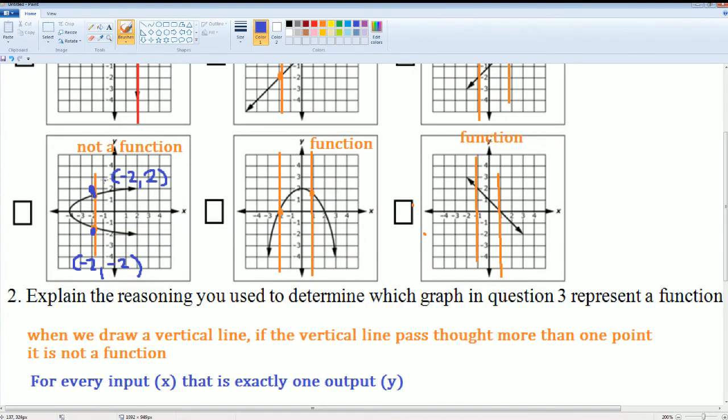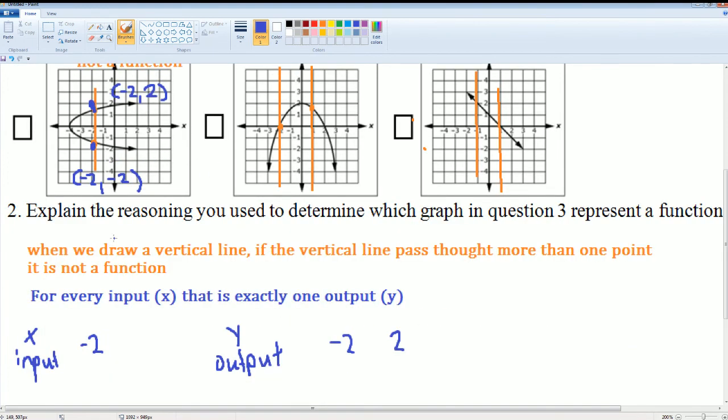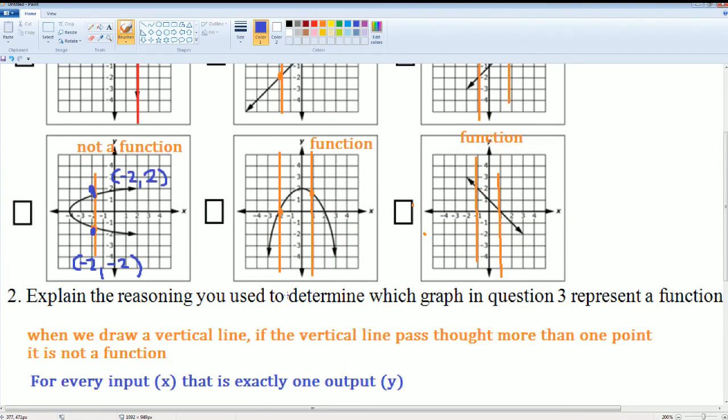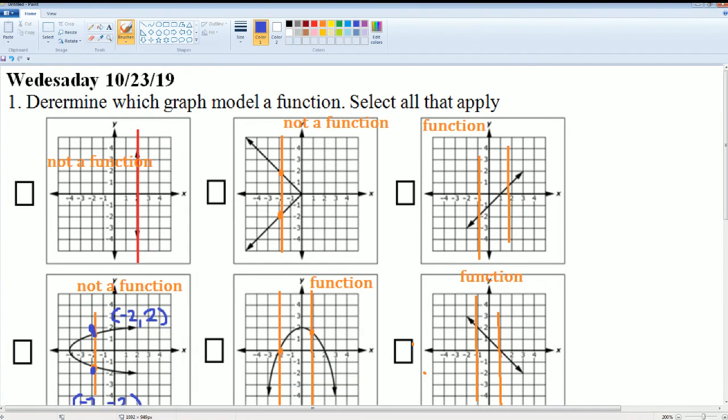This is why this is not a function. That is just another way. That's the reason why the vertical line test works. It's just a visual representation of this rule that every single input x has exactly one output of y. That was just another explanation if you need it. But that's it. Those are all your homework solutions for Wednesday, week 12, October 23rd. There you go.